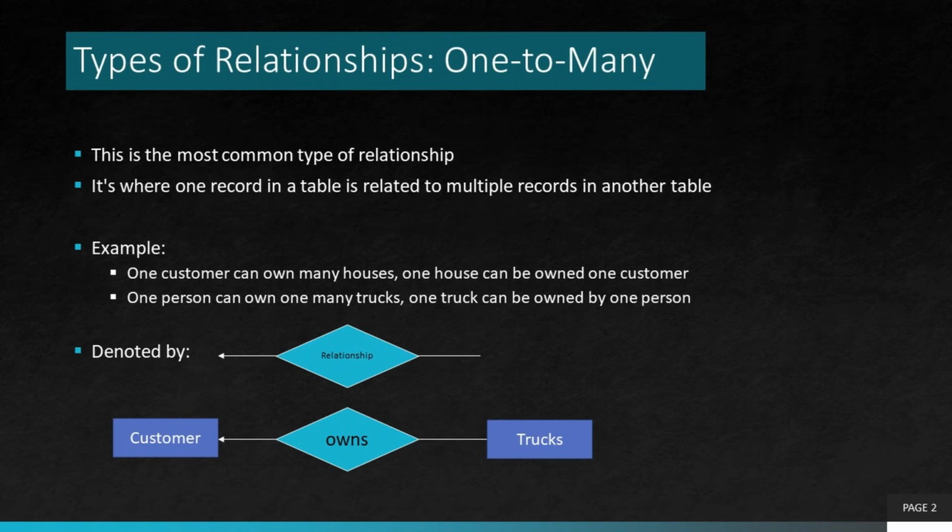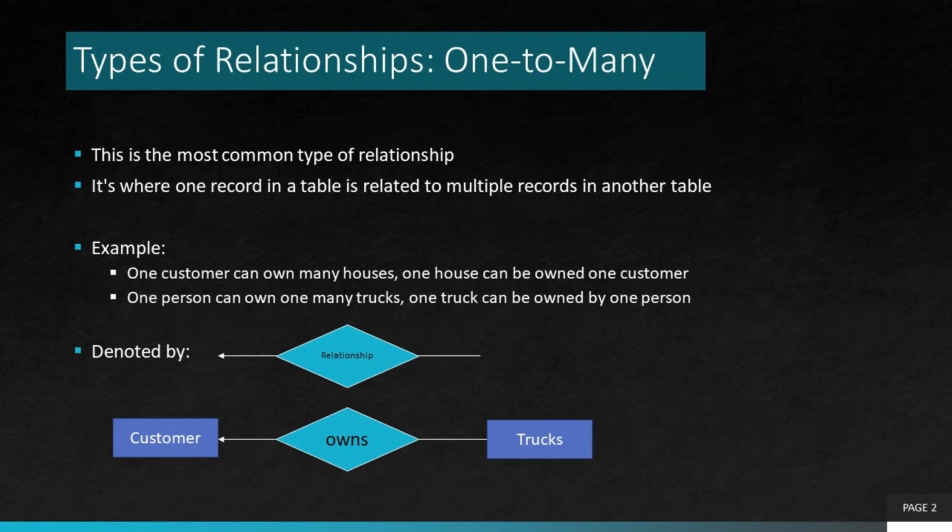So the next relationship we have is the one-to-many relationship. Now, this is the most common type of relationship where the record in the table is related to multiple records in another table. So in this example, we have one person or customer can own many trucks. However, one truck can be owned by one person.